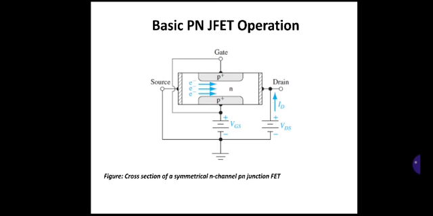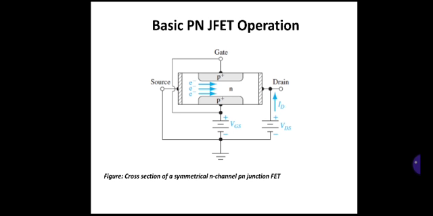So first let us discuss basic PN junction operation. The figure shows the cross section of a symmetrical N channel PN junction FET. So the junction field effect transistor, along with some other circuit elements, is capable of voltage gain and signal power gain.